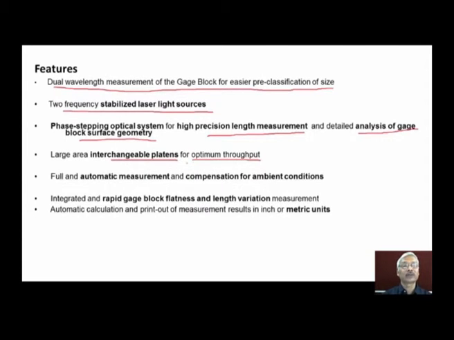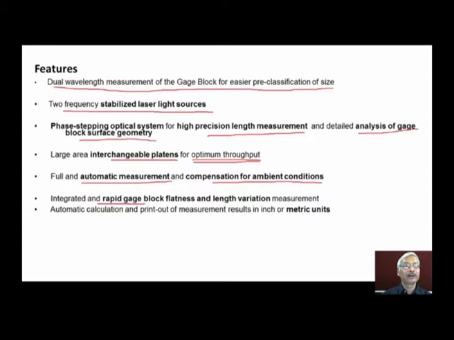So like this we can have optimum throughput, and full and automatic measurement is possible without the intervention of the operator. Once the gauge blocks are loaded in the chamber, all the gauge blocks are measured for the length aspect as well as for surface aspect, and the result is printed, and then the compensation for ambient condition. If there is a change in the temperature or the pressure, automatic compensation will be provided.